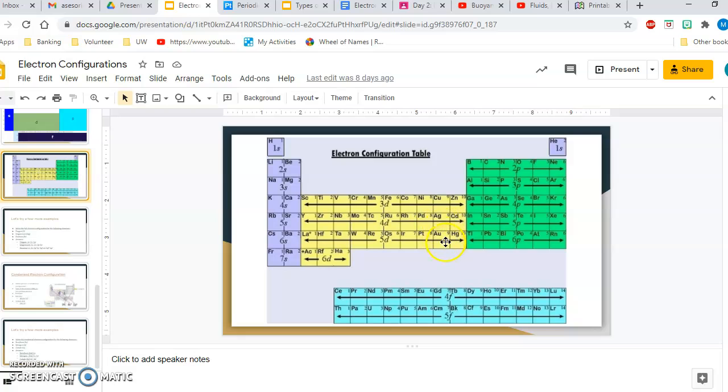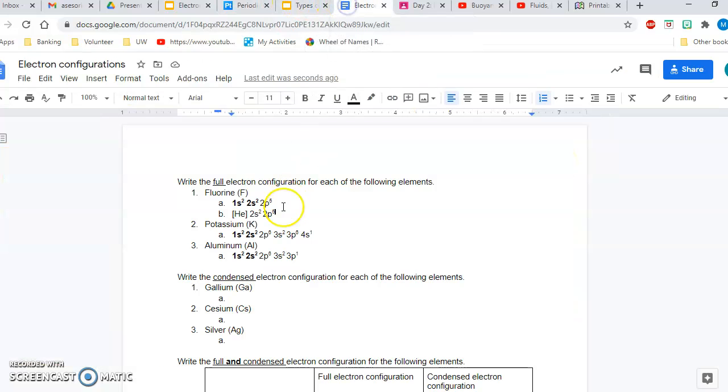silver Ag or gold Au, or I don't know, any one of these elements that are far down here. Instead of having to write everything out before it, we can just write the nearest noble gas. And if we remember, our noble gases are all in this far right column. So let's work through our condensed version.